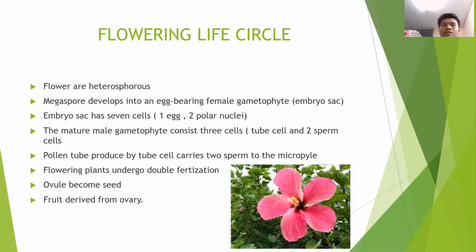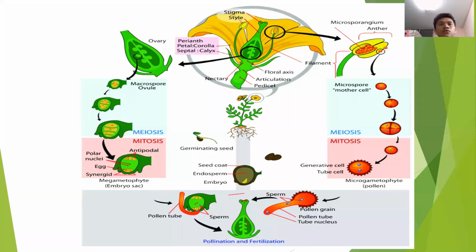During pollination, pollen is transported from the anther to the stigma of the carpel. Here, the tube cell produces a pollen tube that carries the two sperm to the micropyle, which is a small opening of an ovule. Flowering plants undergo double fertilization. Ovules become seeds and fruit is derived from the ovary. So this is the figure for the flowering cycle.